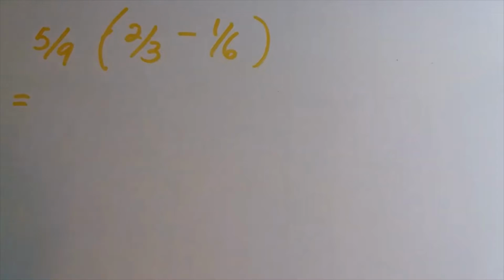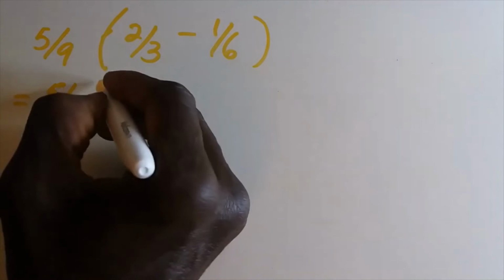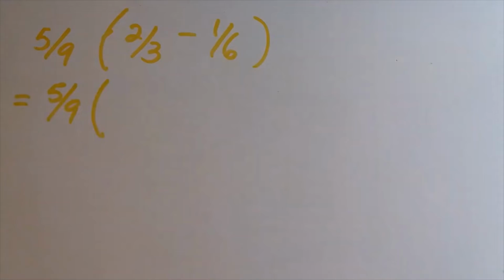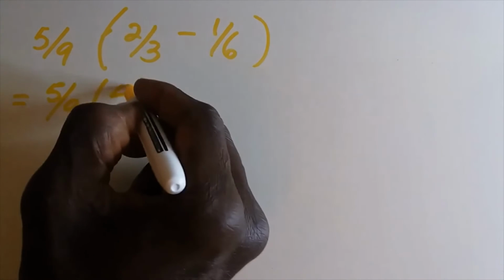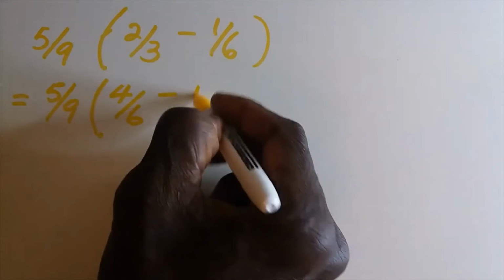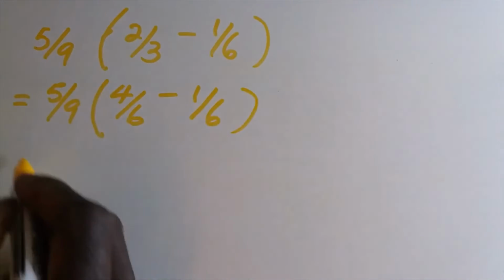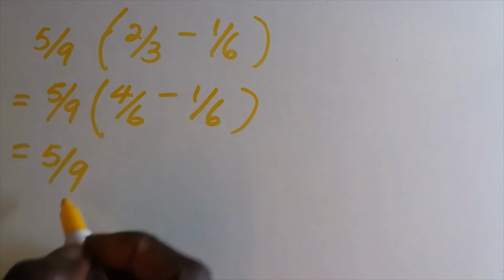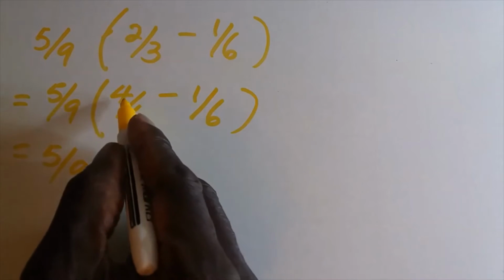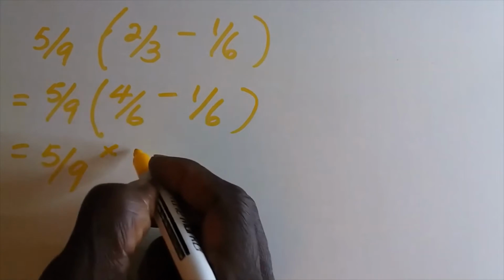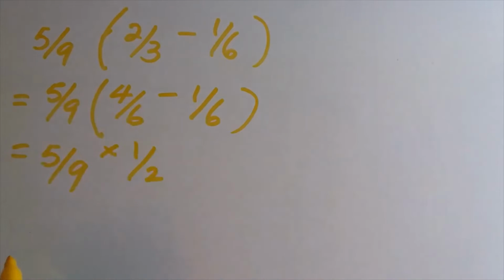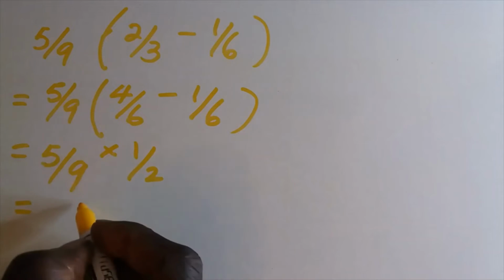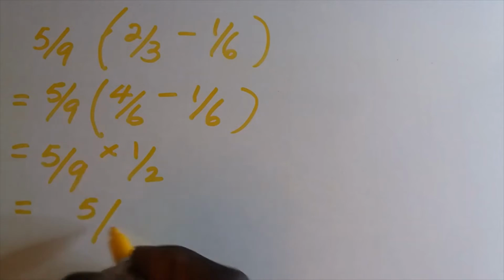Here again, we clear the brackets first, so we have 5 over 9. Want a common denominator of 6. So we'll multiply the first fraction here, 2 over 3, by 2, which gives us 4 over 6. This remains the same. And now we have 5 over 9. Brackets mean multiply, so we're actually multiplying here by the fraction 5 over 9. This will give us 3 over 6, which is the same as a half. And this simplifies to 5 over 18.